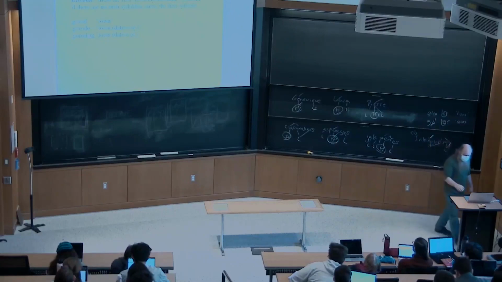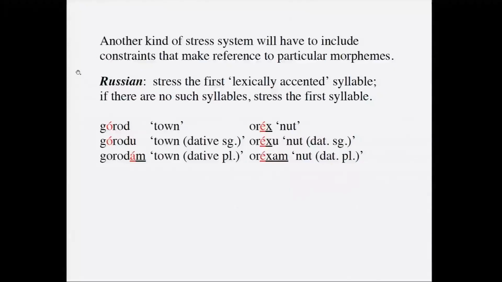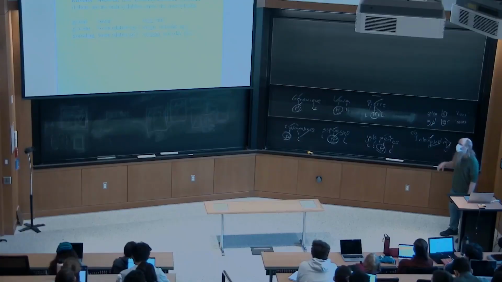There are also nouns that want stress on a particular syllable. So the word for nut, which is arech, has lexical accent on its second syllable, and that means that no matter what you add to that noun, the stress is not going to shift. So the word for nut is arech, and if it's dative singular, if it's dative plural, you still get stress on that second syllable, because the basic rule is stress the first lexically accented syllable.